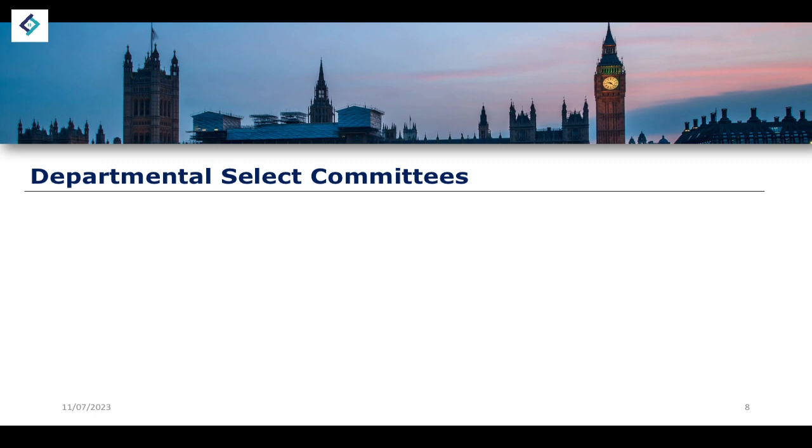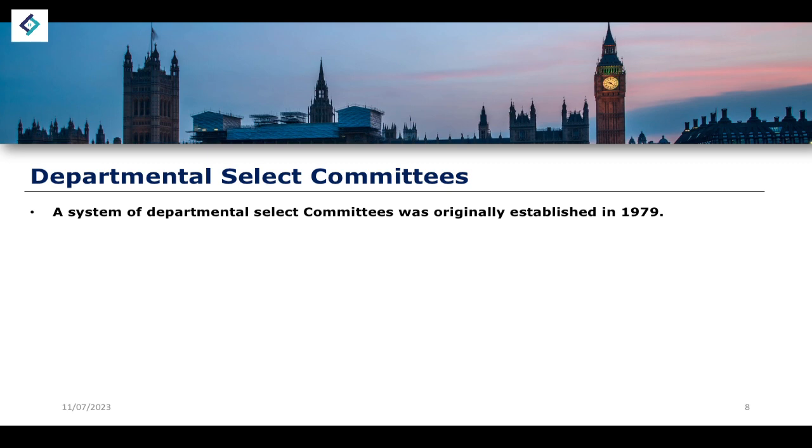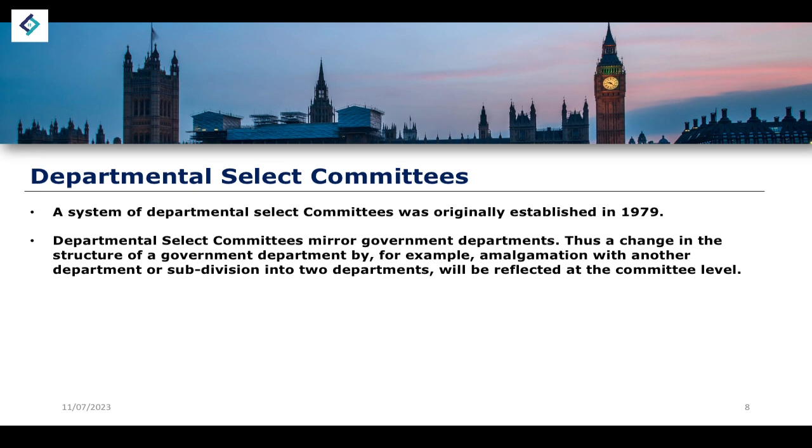In addition to this, we also have departmental select committees. The system of departmental select committees was originally established in 1979, and departmental select committees essentially mirror government departments. So a change in the structure of a government department, by, for example, the amalgamation of another department or the subdivision into 2 departments, will be reflected at the committee level. Where a new government department is created, or where government departments merge or separate in terms of their functions and their application to policy, this will be reflected within the departmental select committee system.